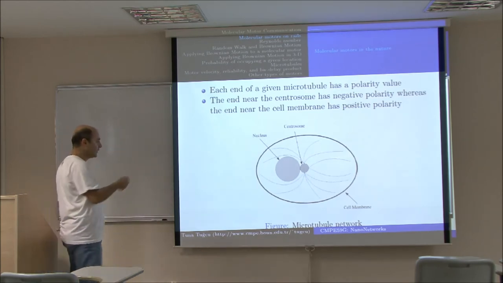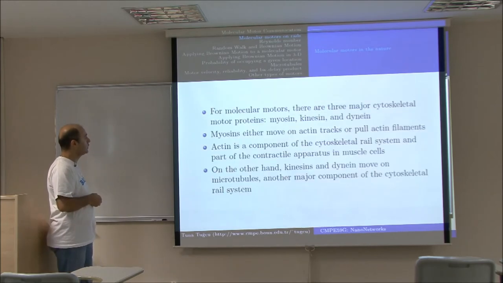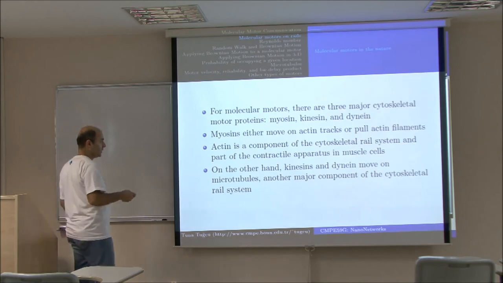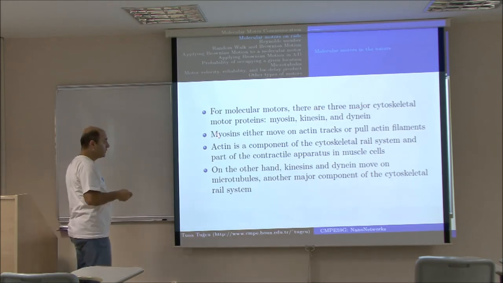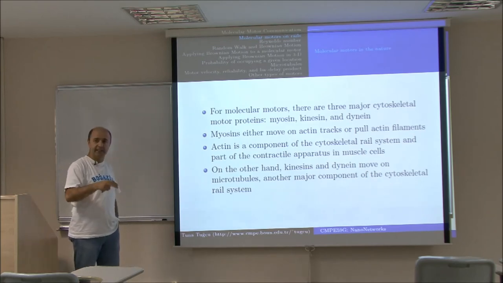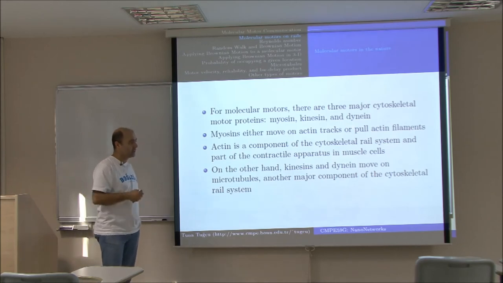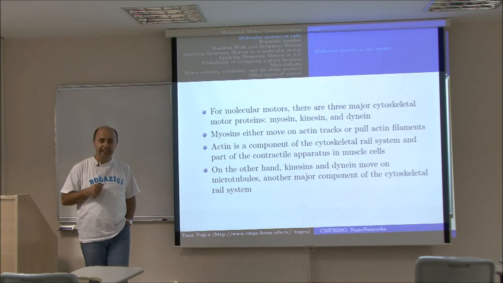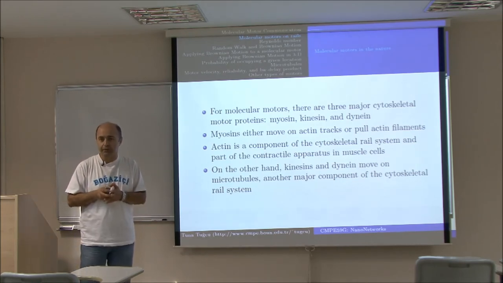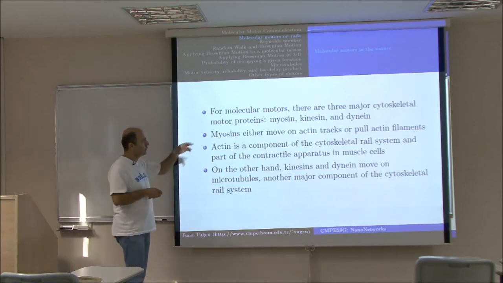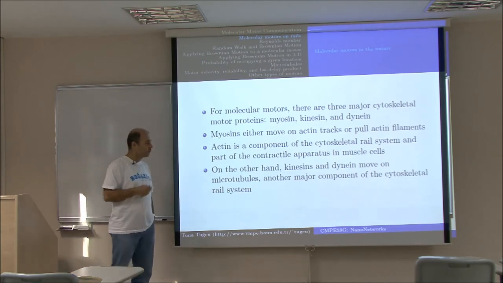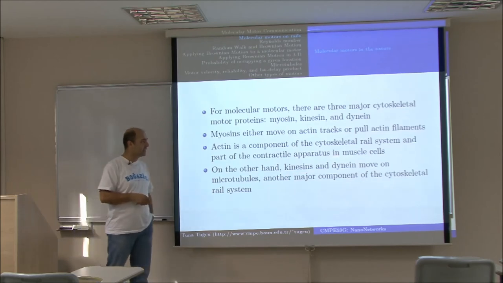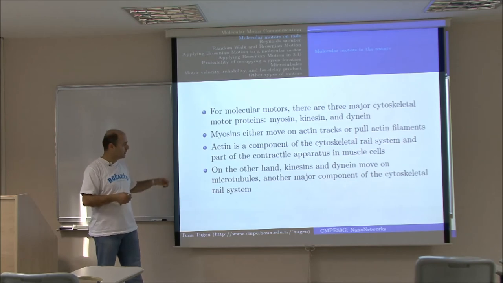There are different types of molecular motors, typically three types: myosin, kinesin, and dynein. The myosin either move on these actin tracks, or they use them to pull the actin filaments. That's actually how you do the contraction in the muscle cells, for example. Our focus will not be on myosin, but mostly on kinesin and dynein. In the case of kinesin and dynein, the molecular motors do not pull the filaments, but just walk over them.